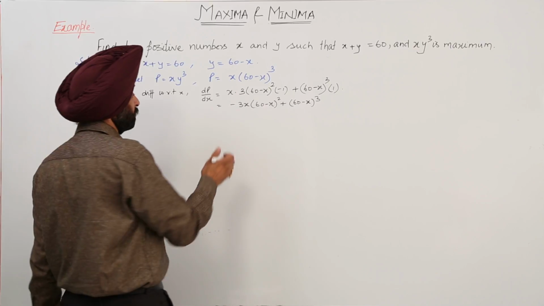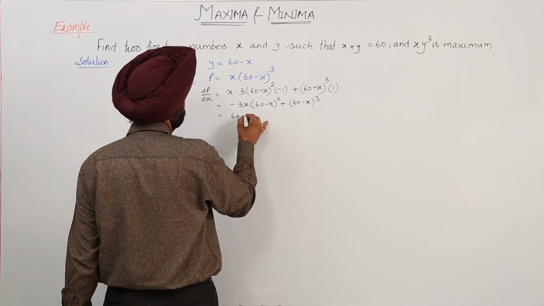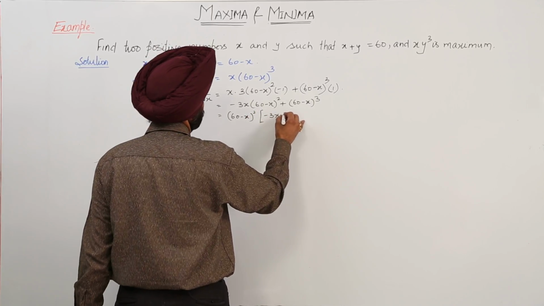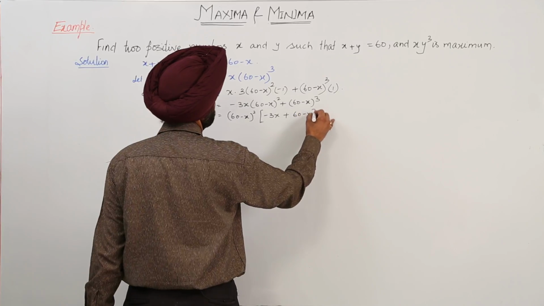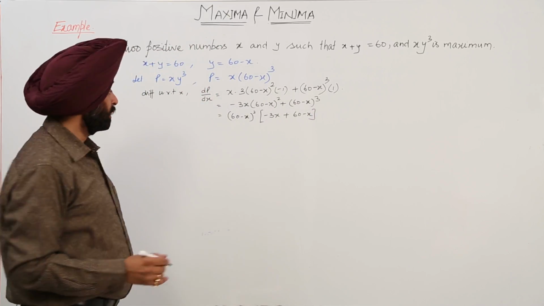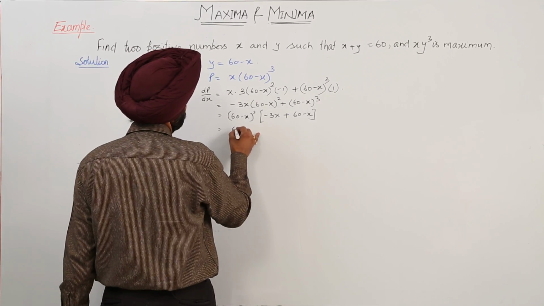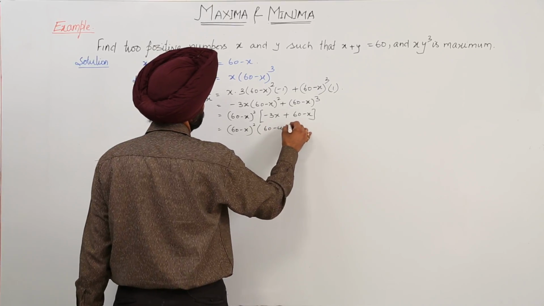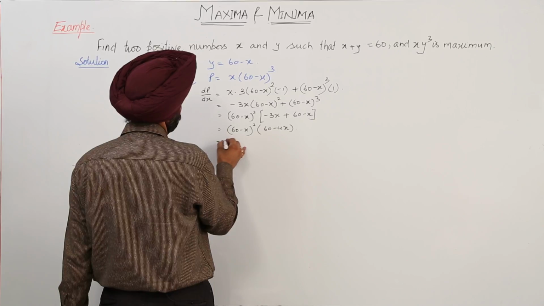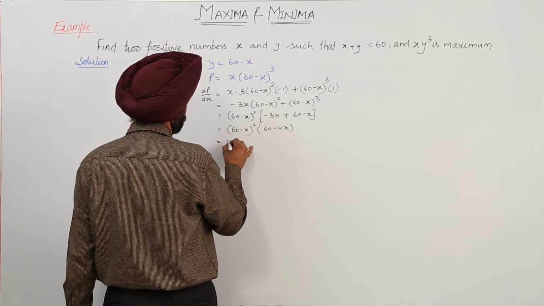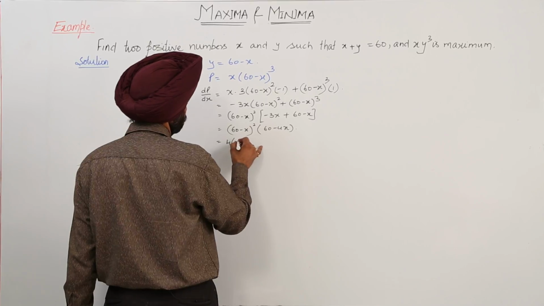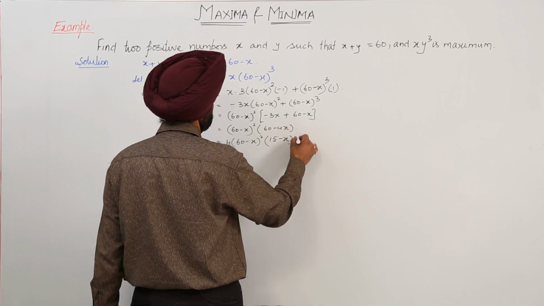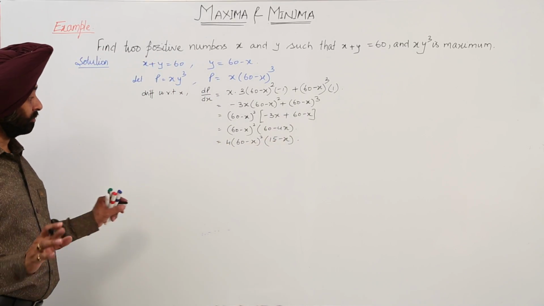Again, to simplify more, we can take (60 minus x) whole square common, and what is left? Minus 3x plus 60 minus x. Okay, so what we are having now? We are having (60 minus x) whole square with (60 minus 4x). Again, we can take 4 common from here also. We are having (60 minus x) whole square with (15 minus x). Okay, up to here we got it.